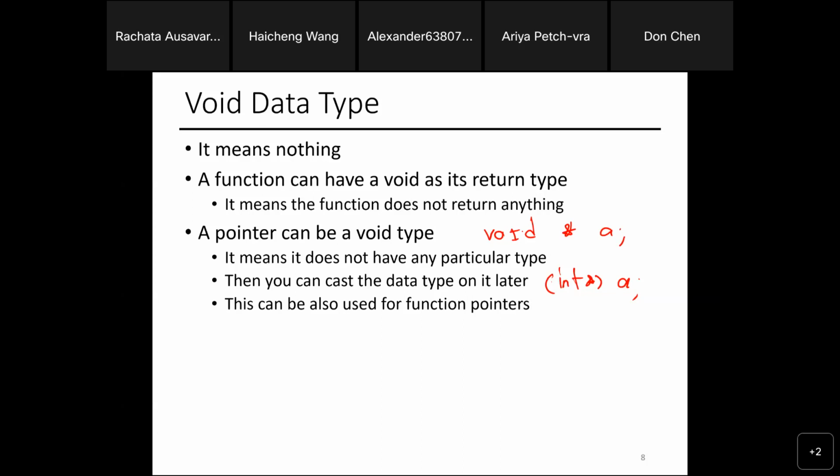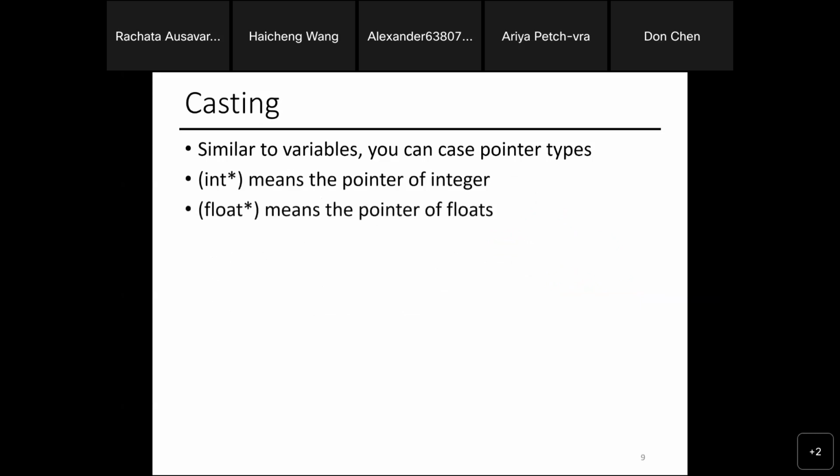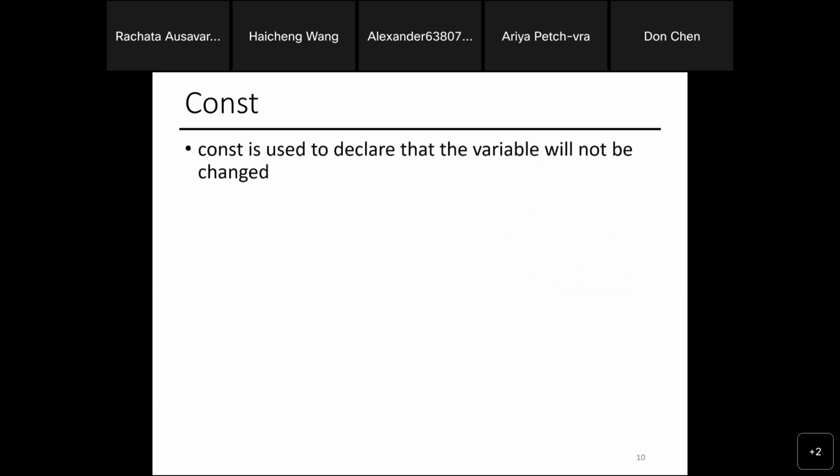So let's pull up that concept a little bit of casting. Similar to variables, where you can change from integer to character, or double and float, pointers work the same way. Int star in parentheses means I want to cast this thing as an integer pointer. Float star means I want to treat this as a floating point pointer. You can also do const. Const is a special keyword that you put in your program, and what it does is say that the thing next to const will not be changed. Think of it as read only.